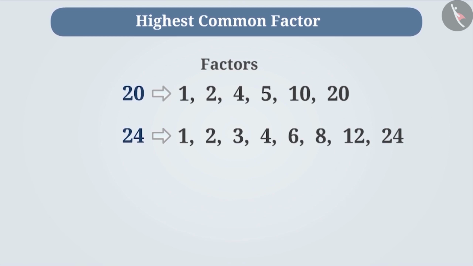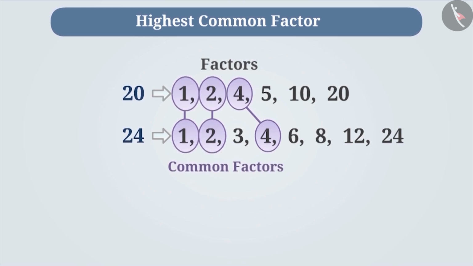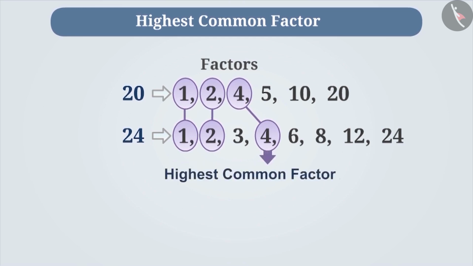Among the factors of 20 and 24, the factors 1, 2, and 4 are common. We call them common factors of 20 and 24. 4 is the highest number among the common factors of 20 and 24. Therefore, 4 is called the highest common factor.